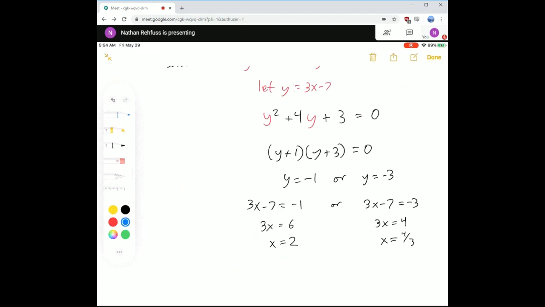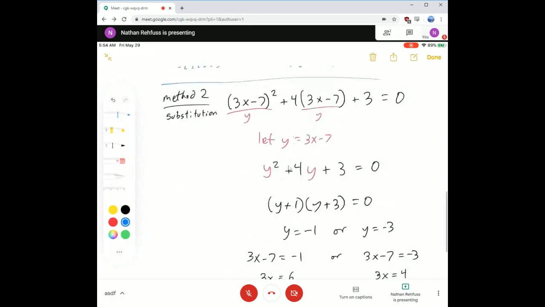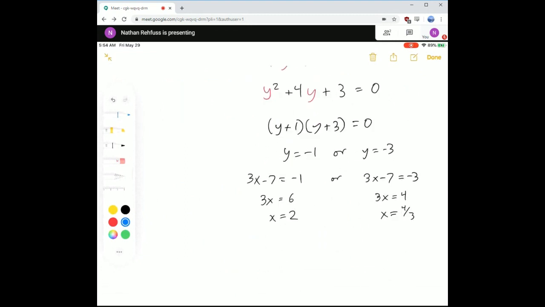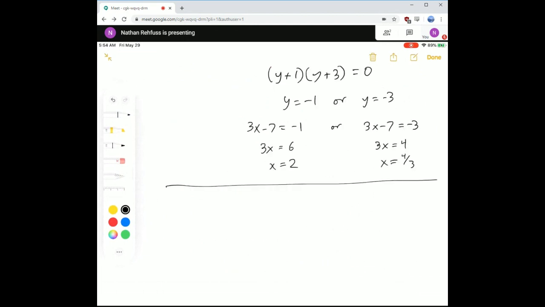So if you can break the problem into 2 parts, first let's just solve y squared plus 4y plus 3, and then we'll worry about the 3x minus 7 after. It's a lot easier than trying to solve it all at once. So that's the substitution method. I think it's a really neat way to solve equations like this. And now that you've seen that, I bet you have a much better idea of what to do with x to the 4th plus 11x squared minus 12 equals 0, right?